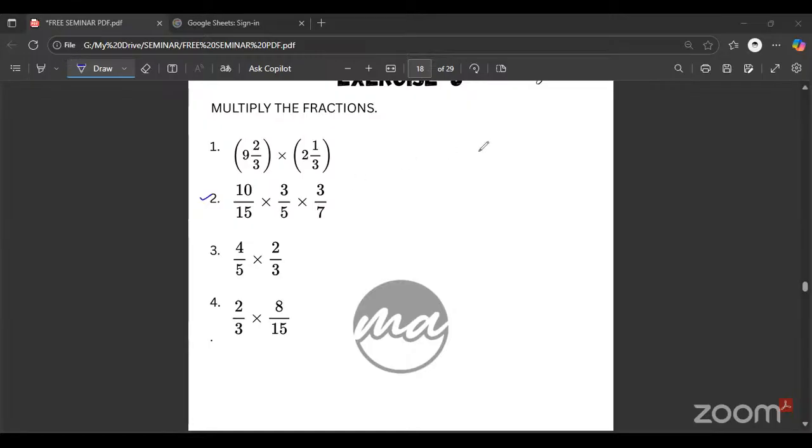Okay. So we'll do the second one here now. So it's 10 into 3 into 3. So numerators get multiplied and denominators get multiplied. So 10 into 3 into 3 is 90. And denominator is 15 into 5 into 7, which is 525. If you can simplify, then it would be great.